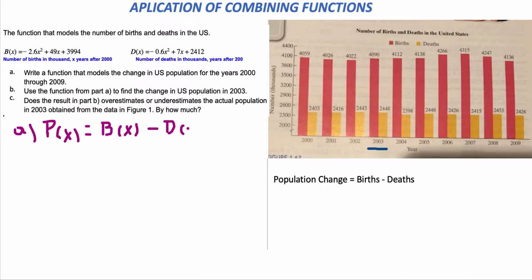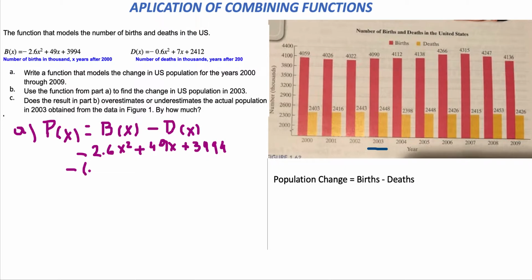And now I'm taking the numerical function, which is B of x: minus 2.6x squared. Let me write minus 2.6x squared. And the other one is plus 49x. And the constant is plus 3994. And now it's minus D of x, so let me write one minus in the front.